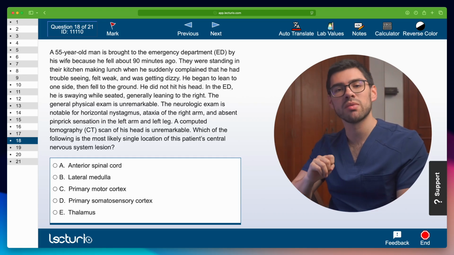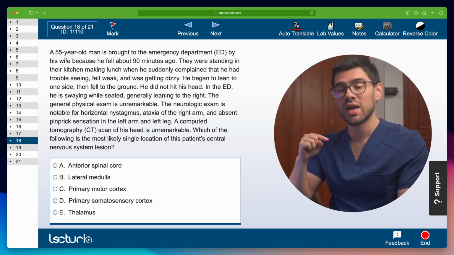So if you see this presentation, suspect Wallenberg syndrome. It's much more common than a lateral pontine syndrome, and if they want you to answer lateral pontine syndrome, trust me, they're going to mention a facial palsy.